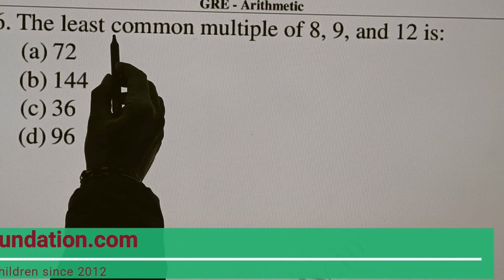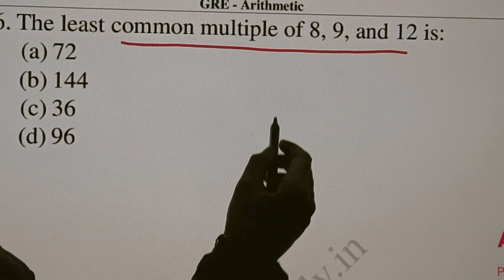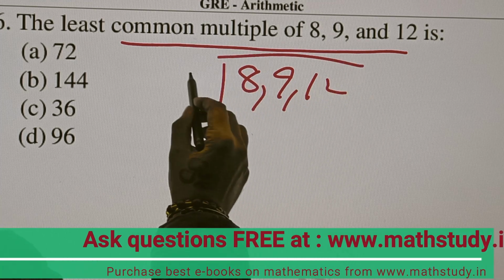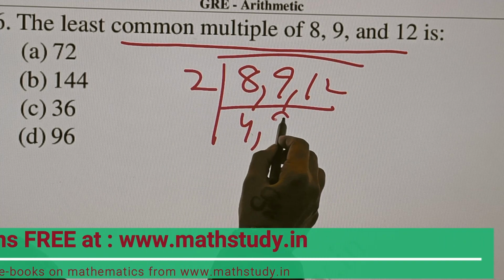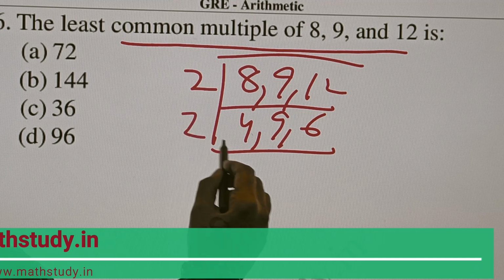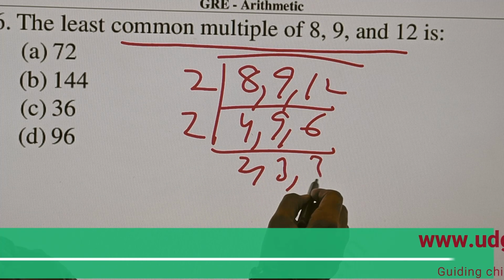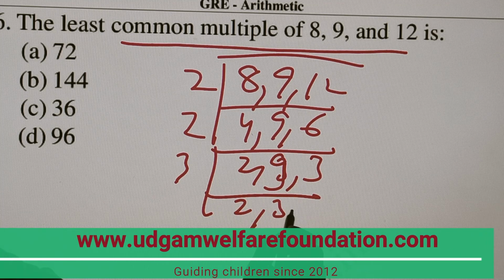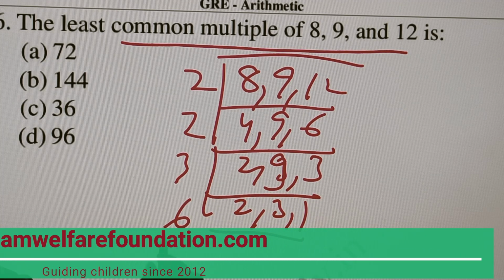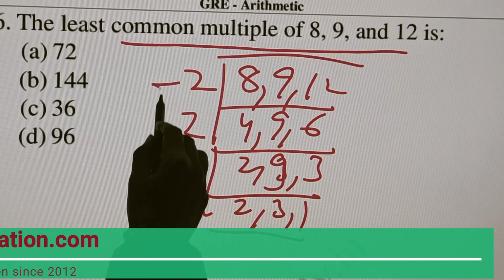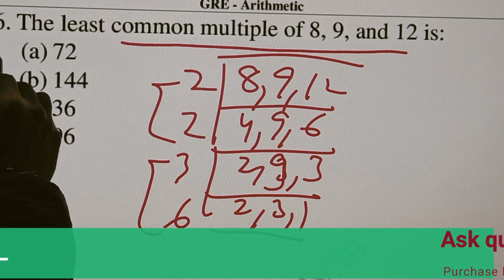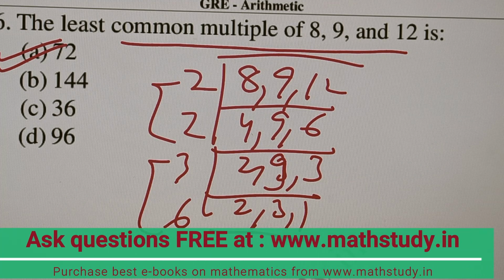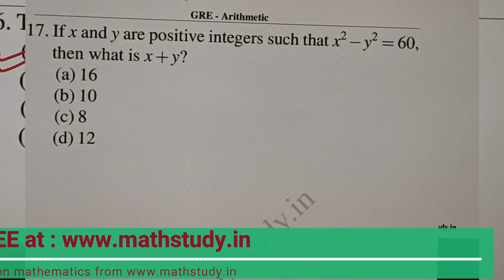Here the question is, what is the LCM, least common multiple, of 8, 9, 12? So we can easily find the LCM of these numbers. Simply you can write, six is 18, 18 fours are 72. So we have 72 here. So this question was very simple. Now let's move towards our next question.